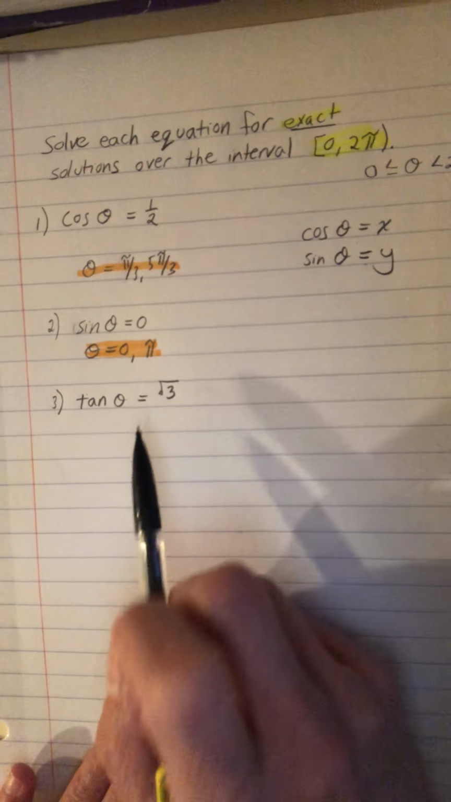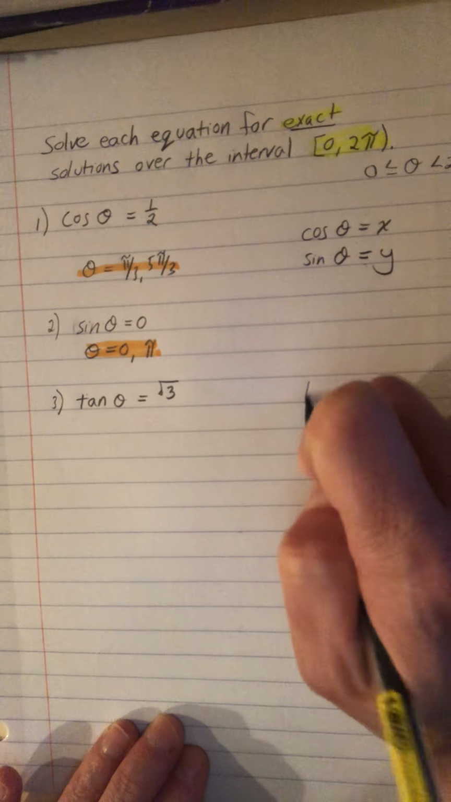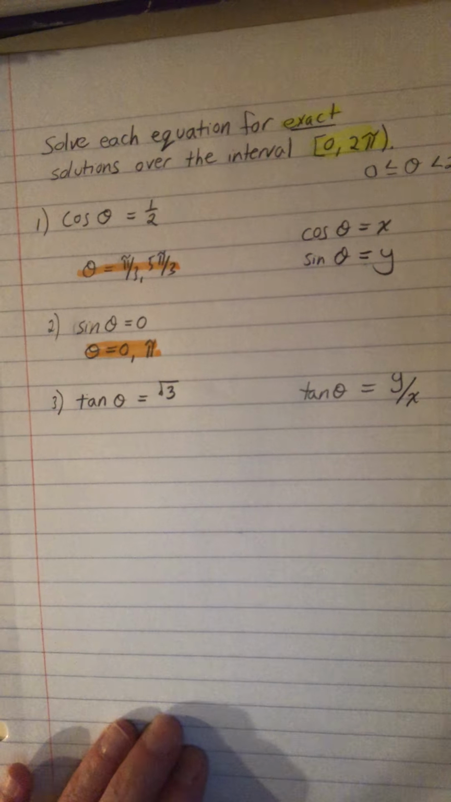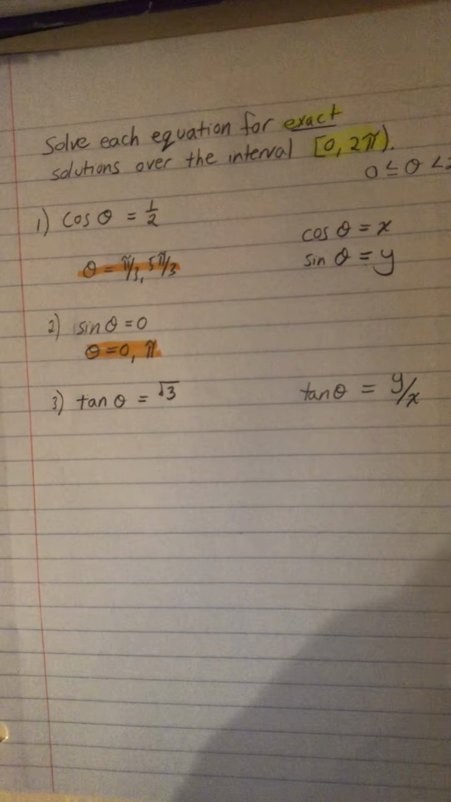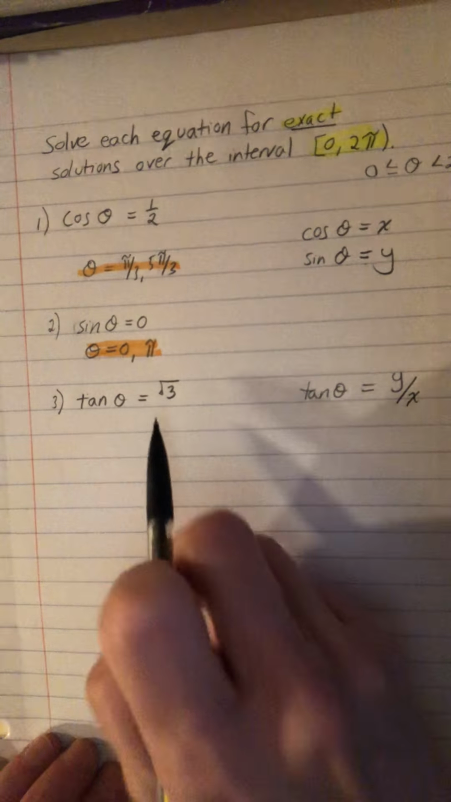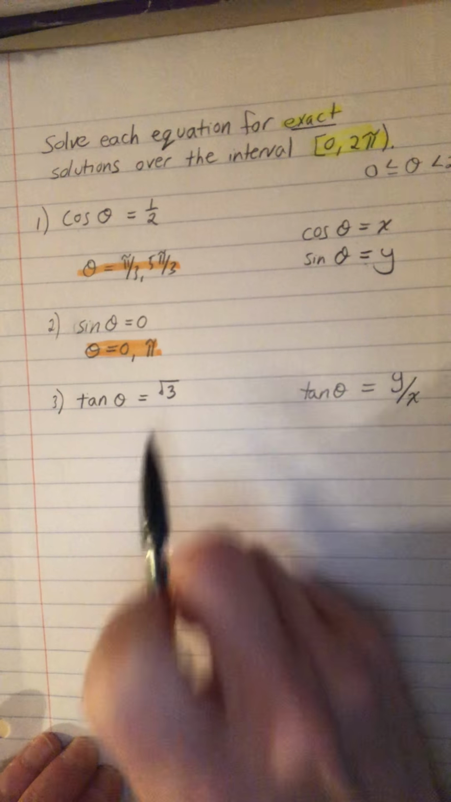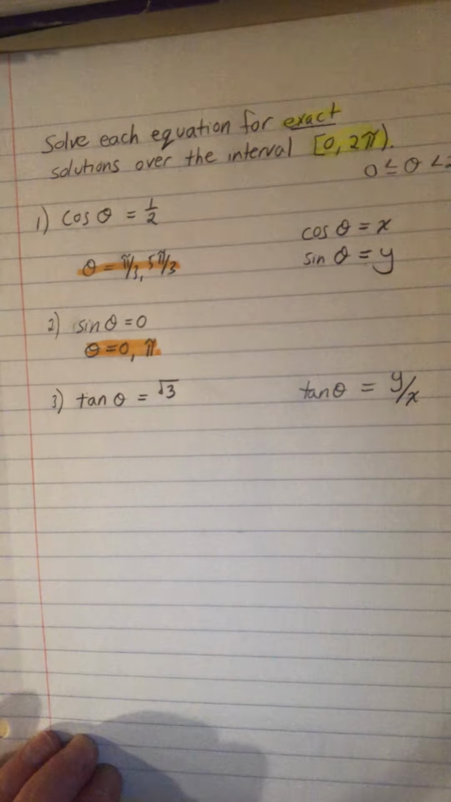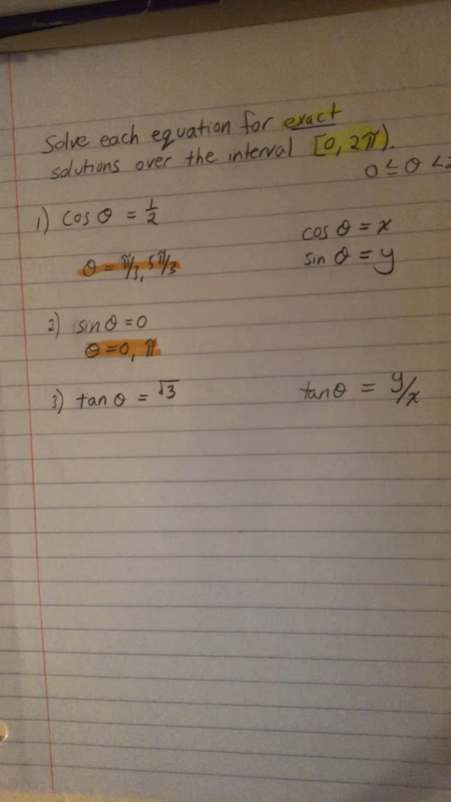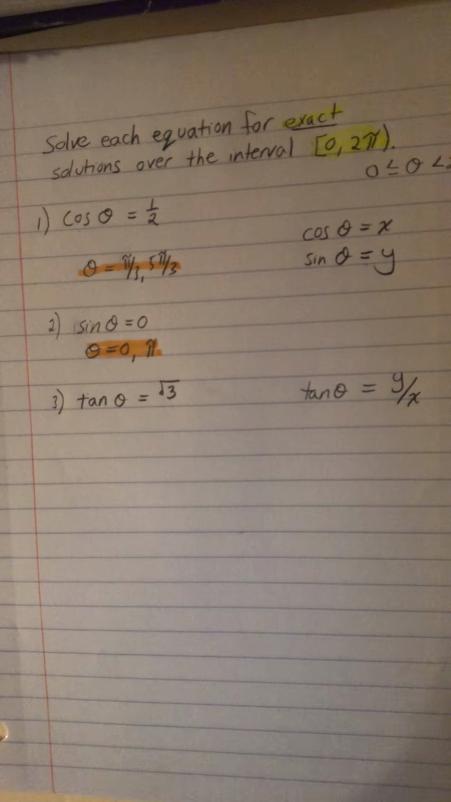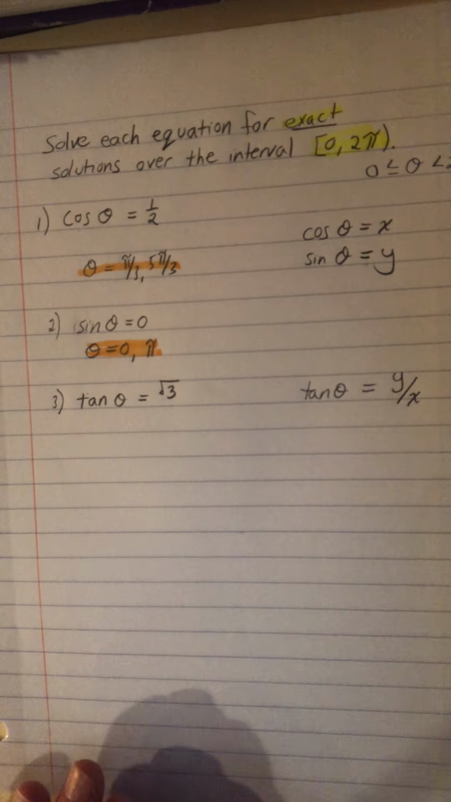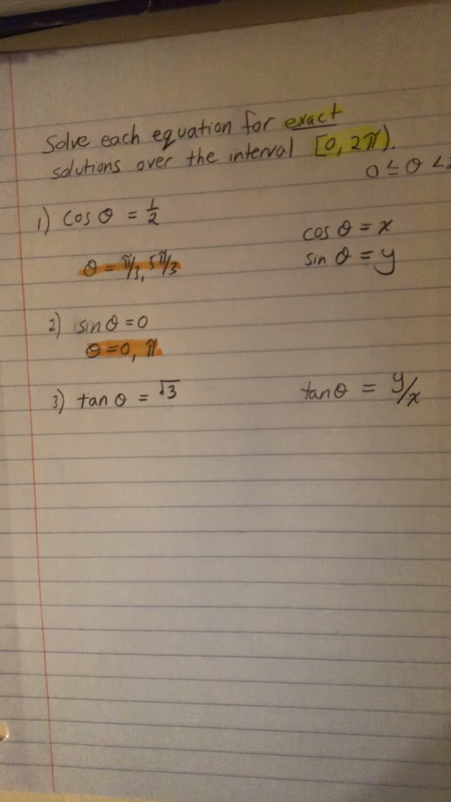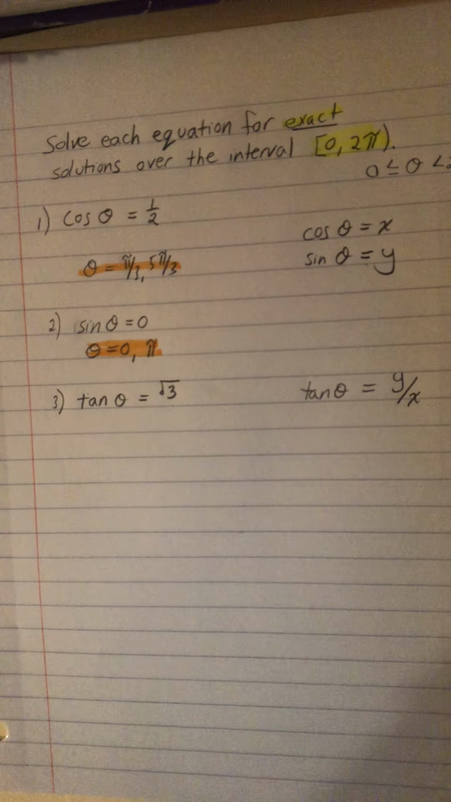Tangent is different. Tangent would be y over x. And we want to look for a combination on our unit circle that would simplify to root 3. So a combination of y over x that would simplify to root 3. Now, guys, obviously, it's going to be one of the problems that has a root 3 on top. Now, the other thing I want us to remember is, in this case, they're telling me tangent is positive.